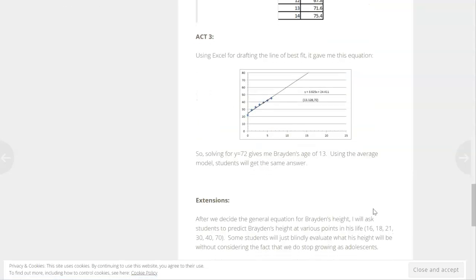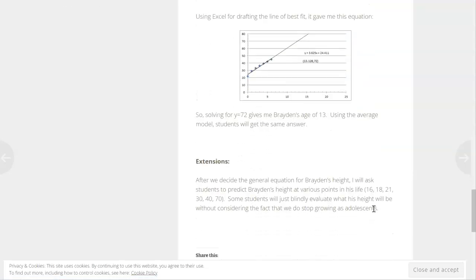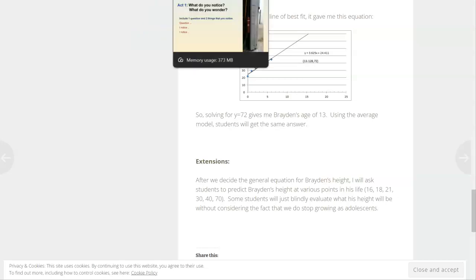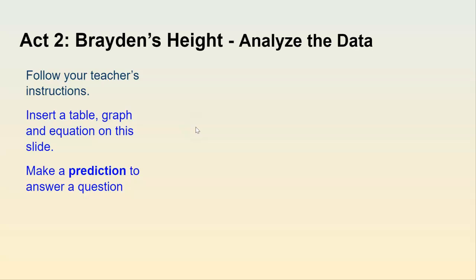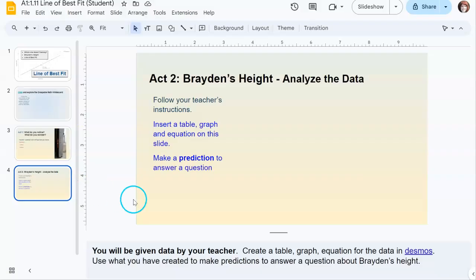So Act 3 is where they're actually using the Desmos calculator to create an equation and then analyzing their data with the equation. Now, on the slide, it says you will be given data by your teacher. So this is where you'll step in and give them that data, however you want to give it to them, and then they will use that data to create a table, a graph, and an equation.